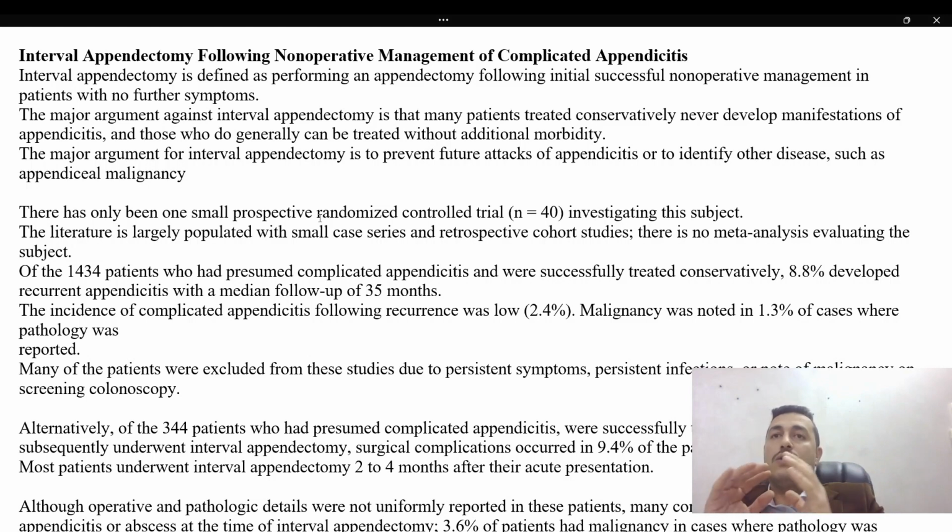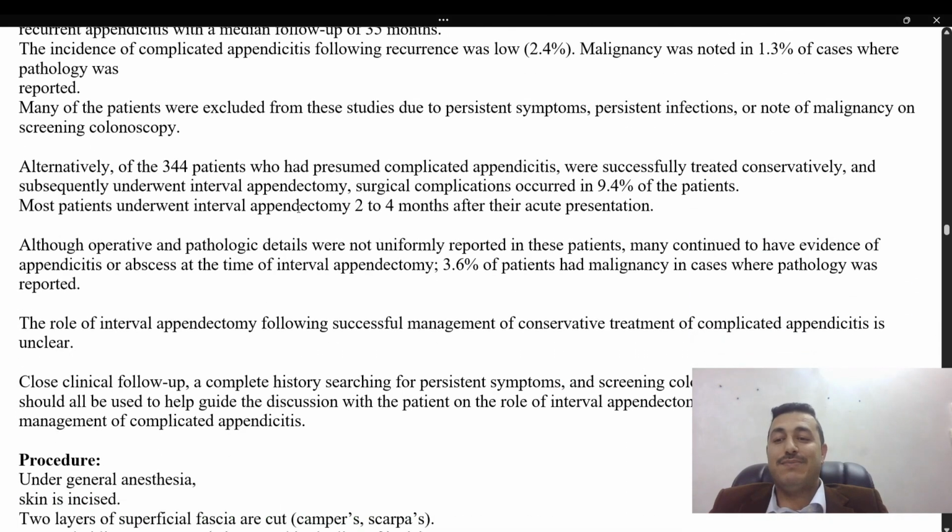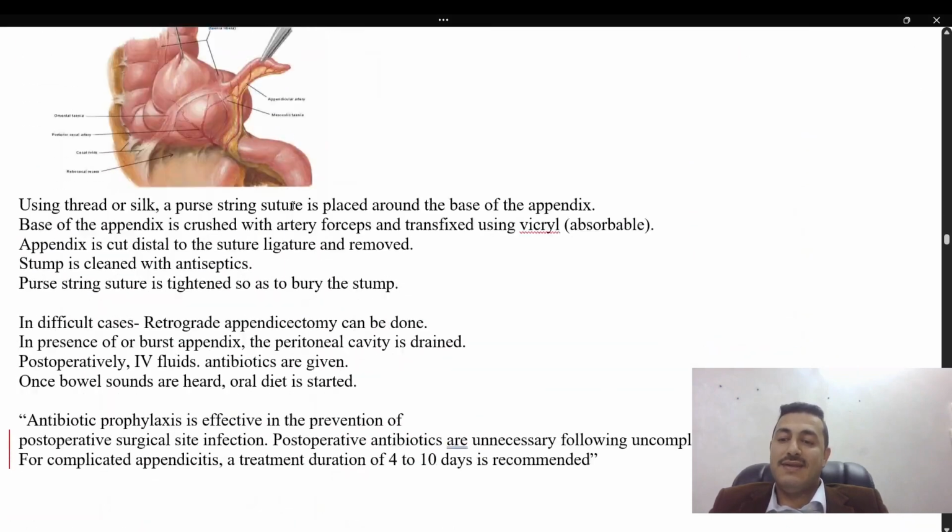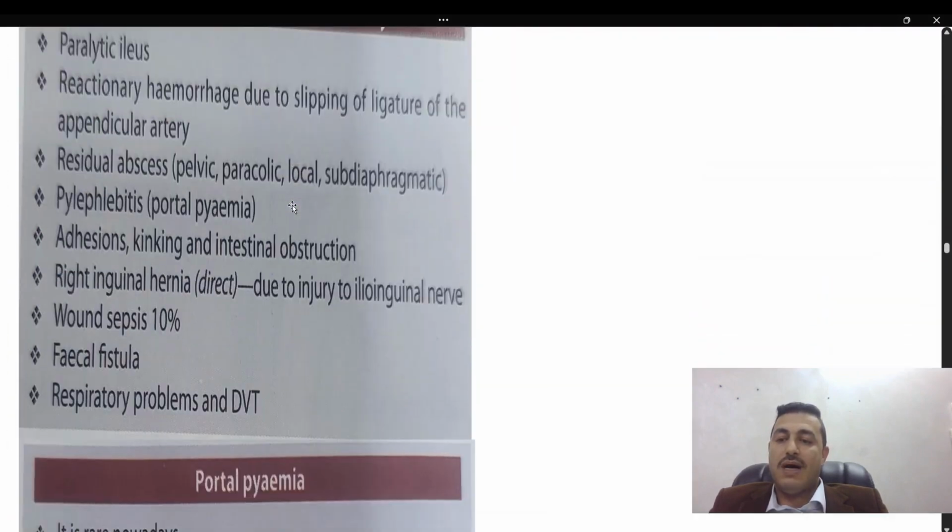But please complete your investigations, among them the colonoscopy, for example. Please, no conservative treatment with children. Please, low threshold for surgery in females of childbearing age and in a pregnant patient. Interval appendectomy is not advised. That's all. Let's proceed to the next topic.